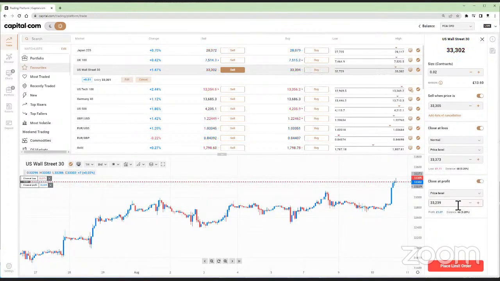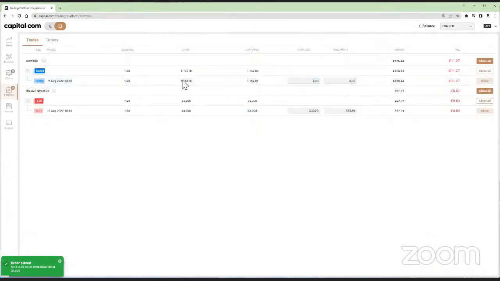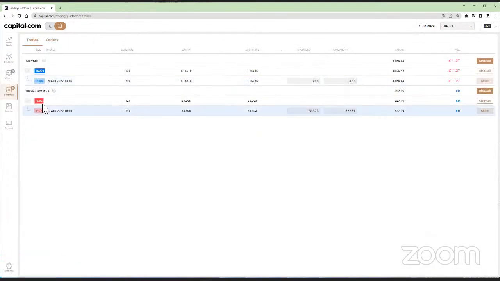You don't have to set both of them at the same time at the beginning of your trade, or you could choose to if you want to, but I'm going to leave them open for now. So place a limit order, and let's see my portfolio. So these are my trades. Good. So you can see the shortest hits, and I'm down by a couple of pennies, anyway, it doesn't matter.